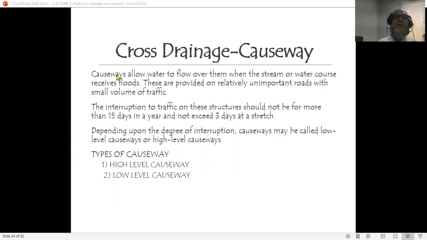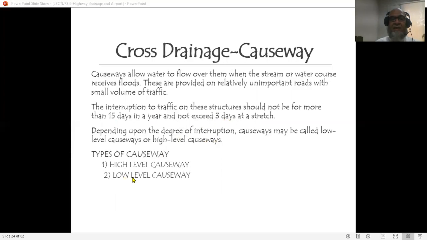So as I said, causeways allow water to flow over them when the stream goes into floods. These are provided on relatively unimportant roads with small volume of traffic. Sometimes you have to close the traffic for 15 days, but it's our desire not to close them for more than 3 days. Depending upon the degree of interruption, we can have a high level causeway or a low level causeway.